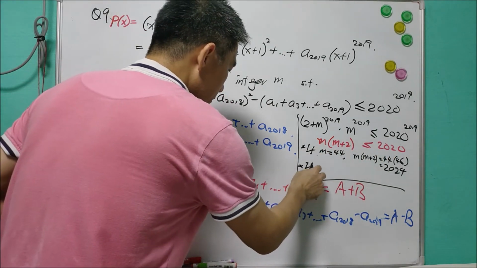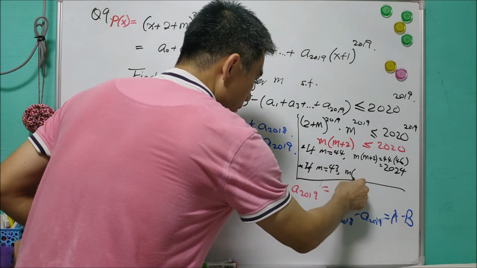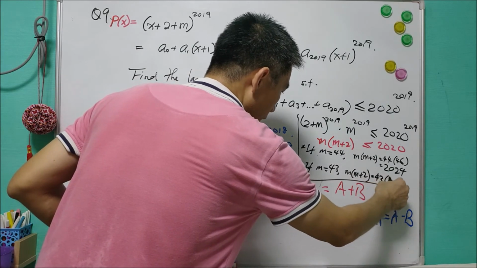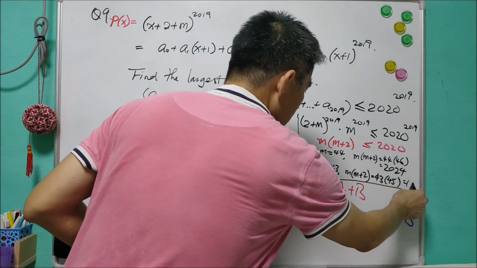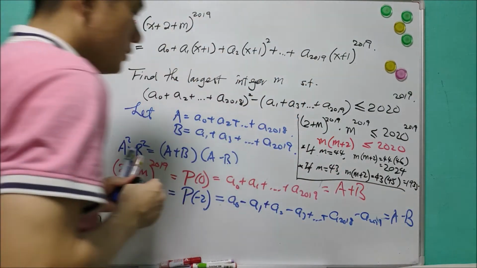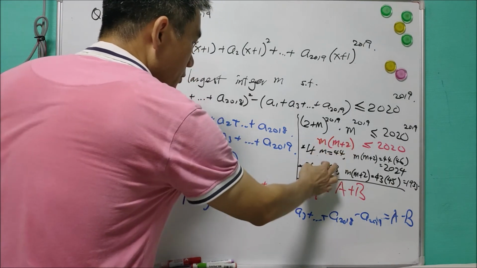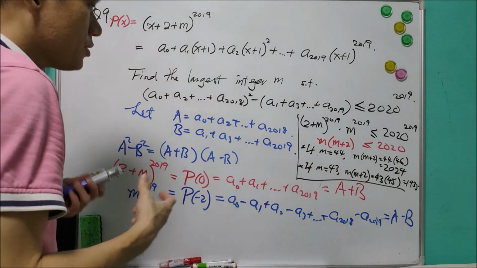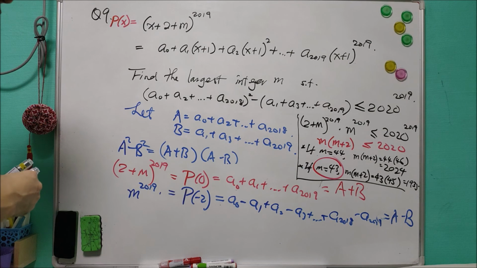And if m is equal to 43, then m and m + 2 are 43 and 45, and therefore this is equal to 1935. When m equals 43, it satisfies the inequality. When m equals 44, it does not satisfy the inequality. It means that m equals 43 will be the largest integer that satisfies the inequality. As such, 43 is the answer for question 9.